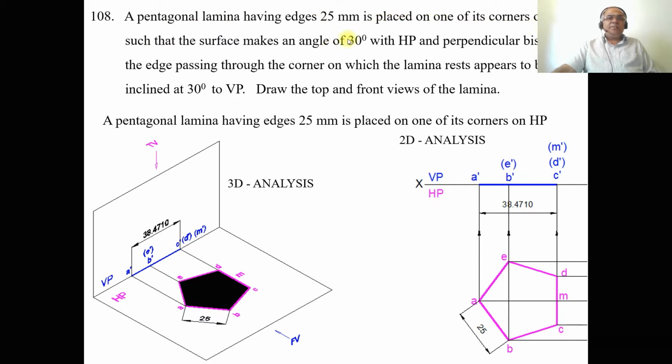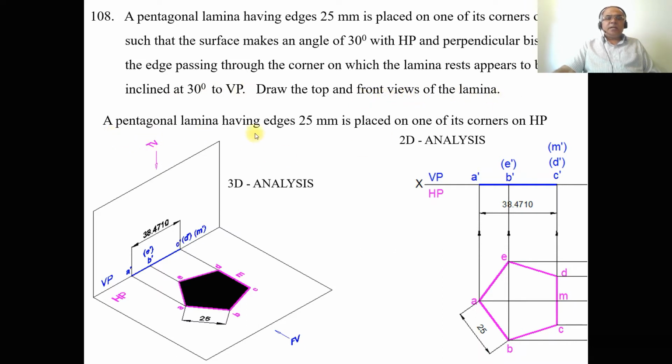A pentagonal lamina having edges 25 mm is placed on one of its corners on HP such that the surface makes an angle of 30 degrees with HP and the perpendicular bisector of the edge passing through the corner on which the lamina rests appears to be inclined at 30 degrees to VP. Draw the top and front views of the lamina.